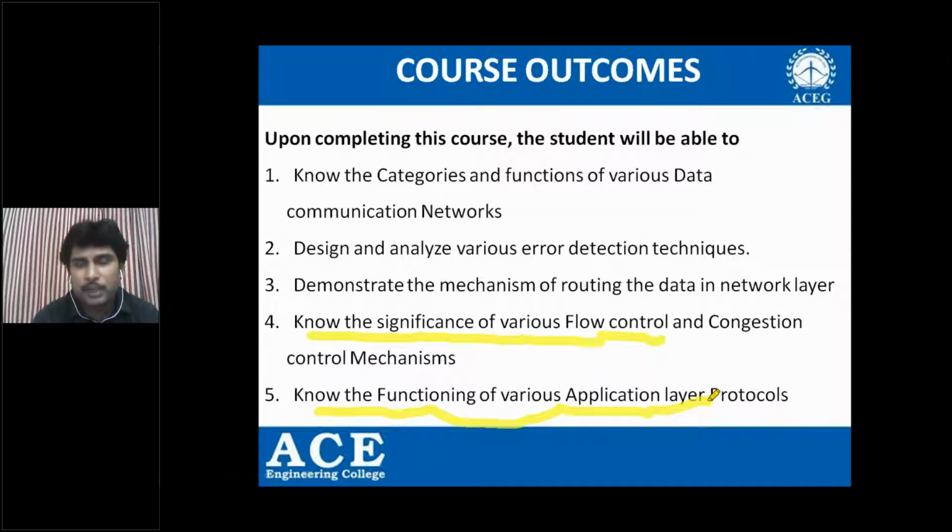Okay, so what are the outcomes that we receive? We will be able to understand the fundamentals of data communication networks. Then we are going to understand the different error detection techniques to find out whether there's an error or not. Then we are going to understand how the data is routed from the sender to the receiver. Then we will understand how we implement flow control and congestion control. Last but not the least, the different protocols which are helping us in using various applications. So these are the course objectives and outcomes.